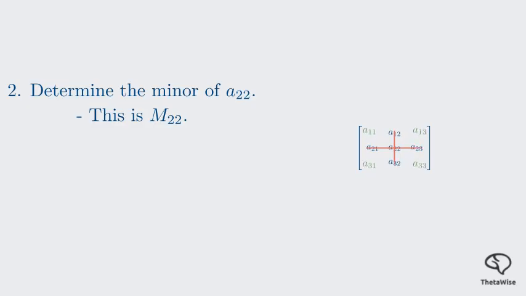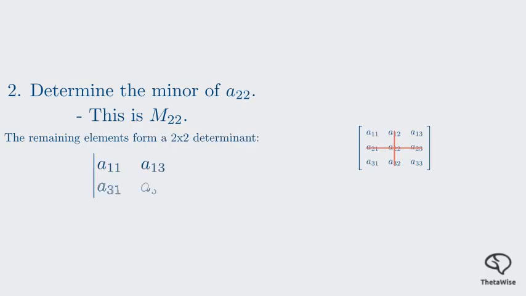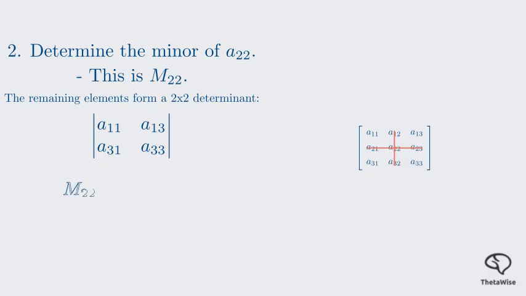What 2 by 2 determinant remains? We have a 1, 1, a 1, 3, a 3, 1, and a 3, 3. These four elements form our new, smaller determinant. The minor of a 2, 2, m sub 2, is the value of this determinant.